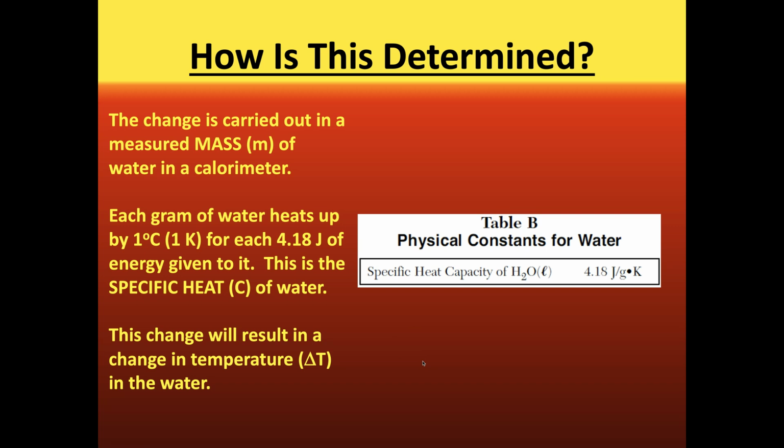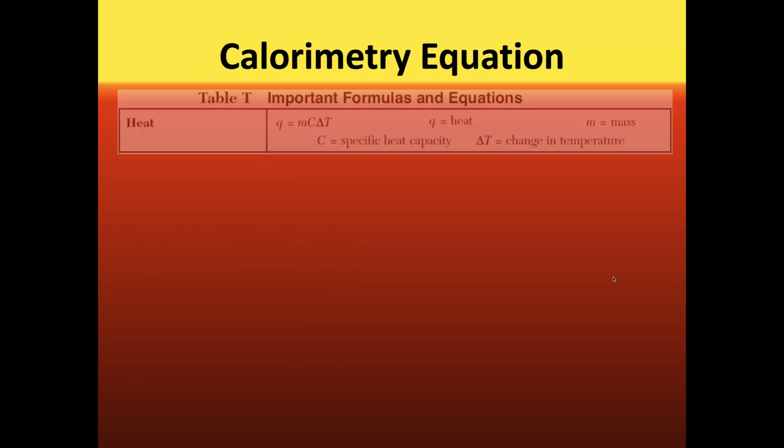And what we do is we use a thermometer to measure that change in temperature. And this will give us three variables: M, which is the mass of the water, C, which is the specific heat of the water, and delta T, which is the temperature change of the water. And look at the units for specific heat. We have grams, which we're measuring, degrees Celsius or Kelvin, which we're measuring, and joules, which is our unit for potential energy. So how do we put this all together in a math equation that we can use?